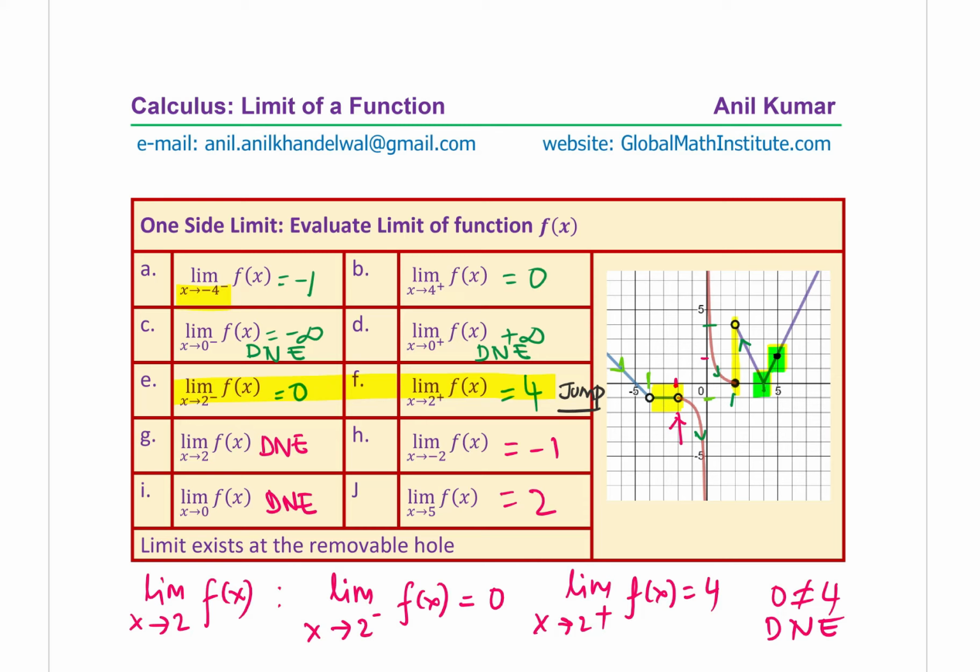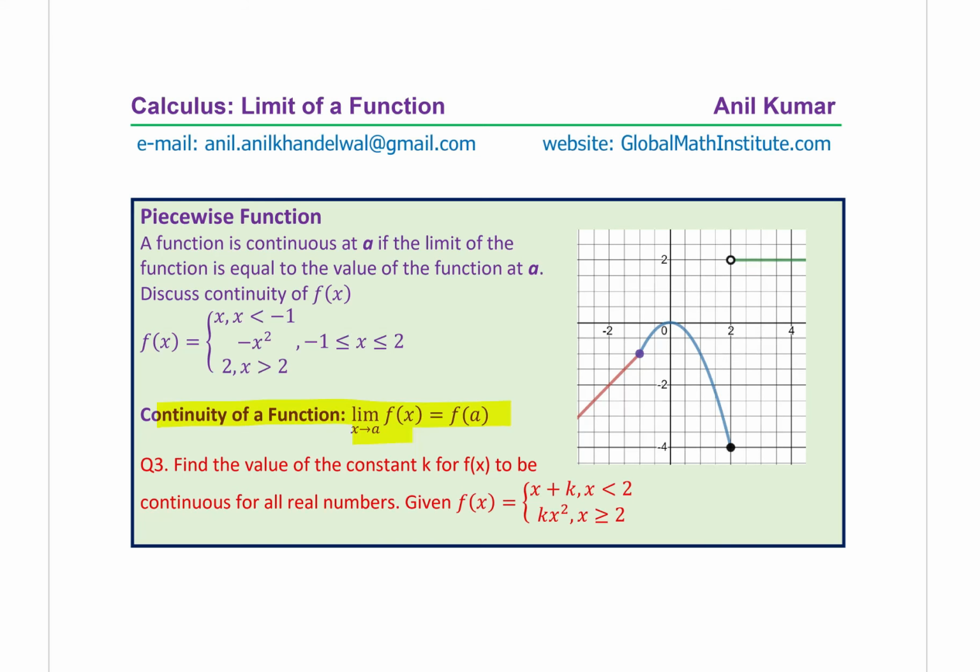Let me write down now. So not continuous. And this is continuous. Correct? So these 2 points continuous and these 2 points not continuous. Okay, so let's get back to the example.